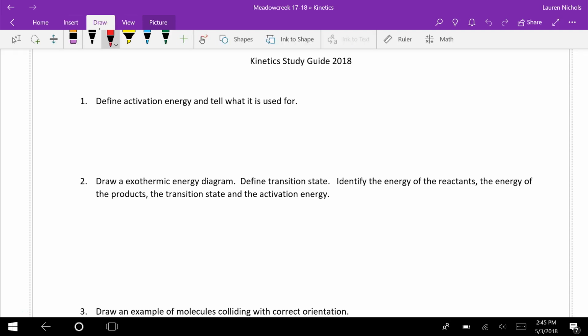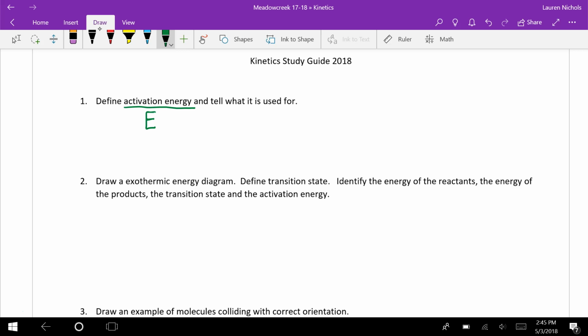Okay, guys, so let's go ahead and go over this study guide for kinetics. So the first question says to define activation energy and tell what it is used for. Well, first of all, the abbreviation for activation energy is a capital E for energy.